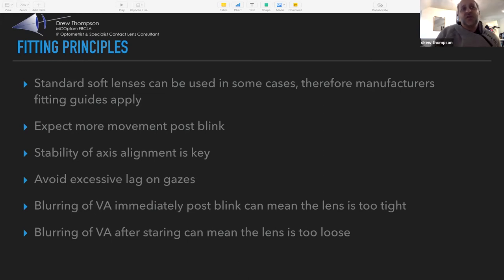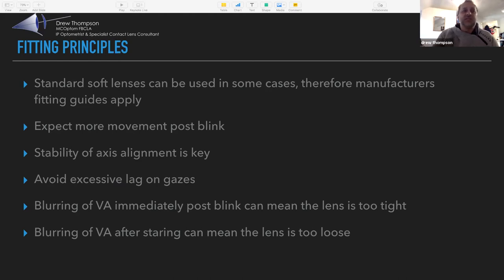You will expect a bit more movement post blink with a keratoconic eye, because these lenses aren't really designed for a cornea with normal parameters, normal K readings, which a keratoconic or an ectopic eye isn't. You should really have a stability of the axis alignment, the toric alignment should be reasonably stable. It doesn't have to be exactly at 90 degrees, but as long as it's stable, you can compensate the toric part of the lens for that.